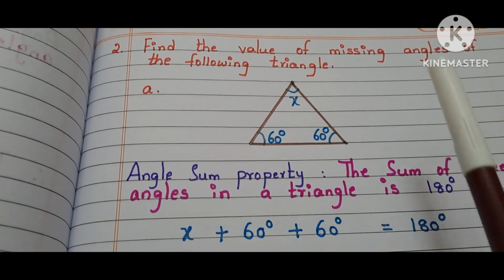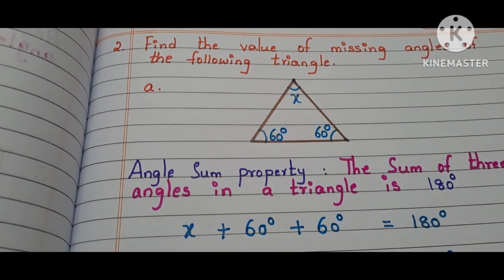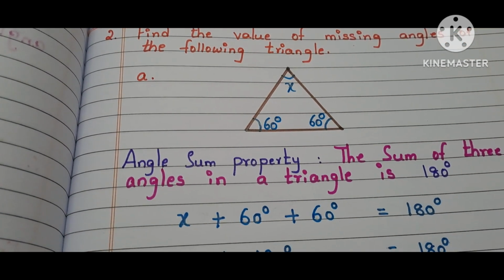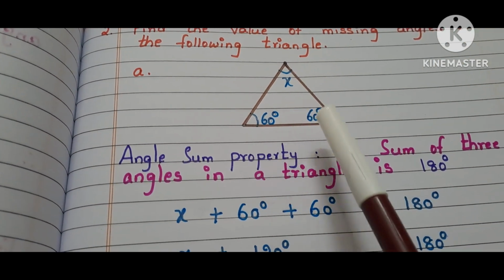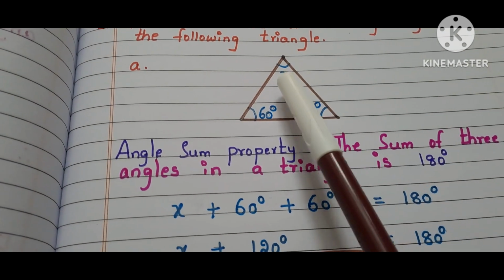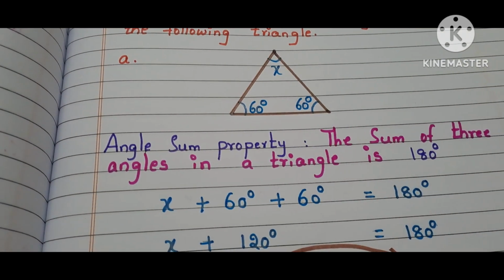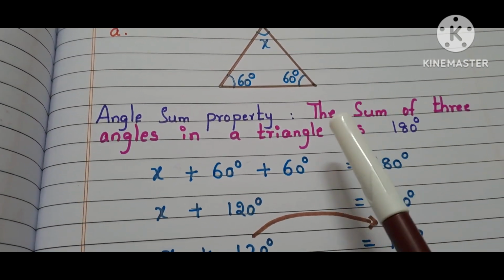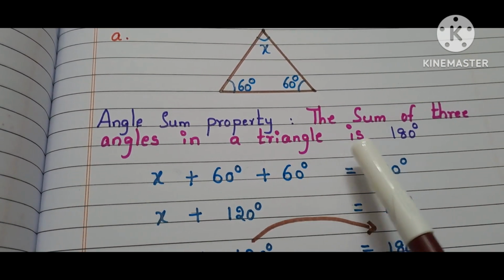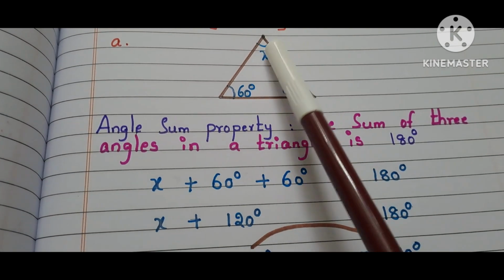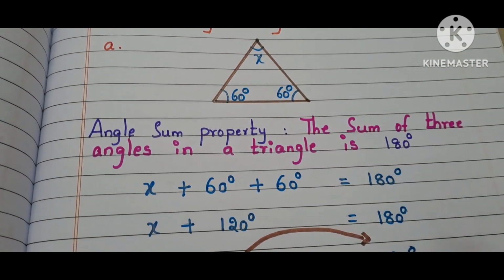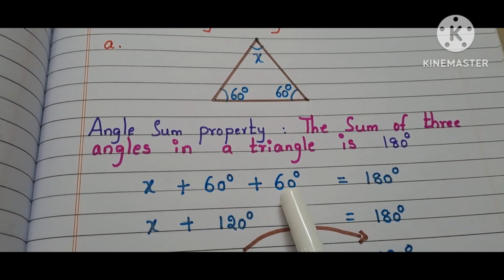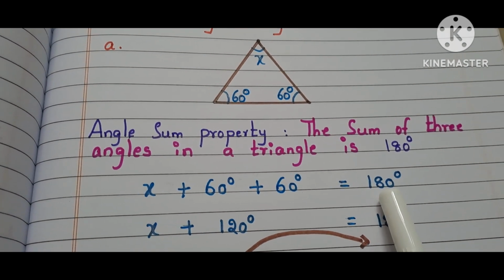Find the value of the missing angles of the following triangles. In part A, this is the figure. What are the angles given here? x, 60 degrees and 60 degrees. We have to find the value of x. Then use the angle sum property. What is that property? The sum of three angles in a triangle is 180 degrees. Now take the three angles and add them. x plus 60 plus 60 is equal to 180 degrees.